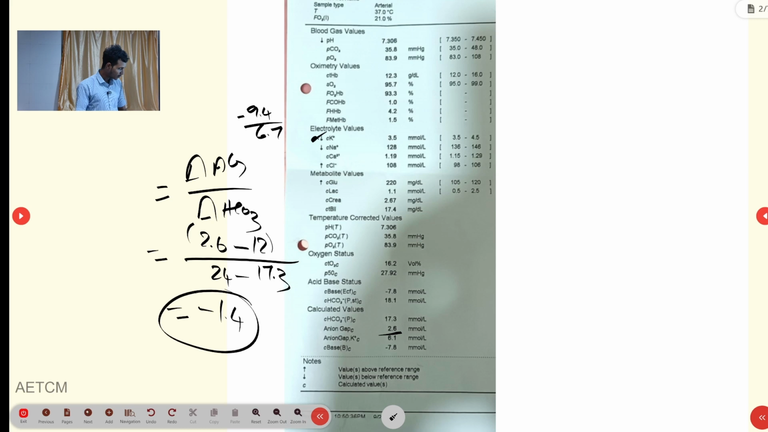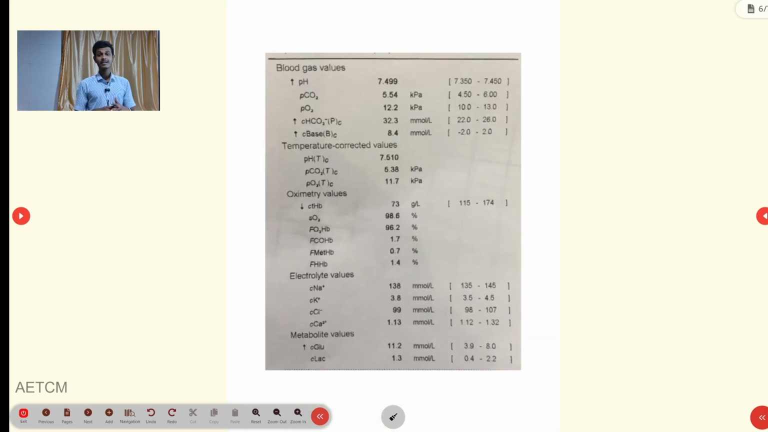Then we'll move on to the second part, your metabolic alkalosis. For metabolic alkalosis, we follow the same 4 steps. Step 1, you look at the pH, then PCO2, and then the HCO3 base level. Step 2, you check the compensatory mechanism.